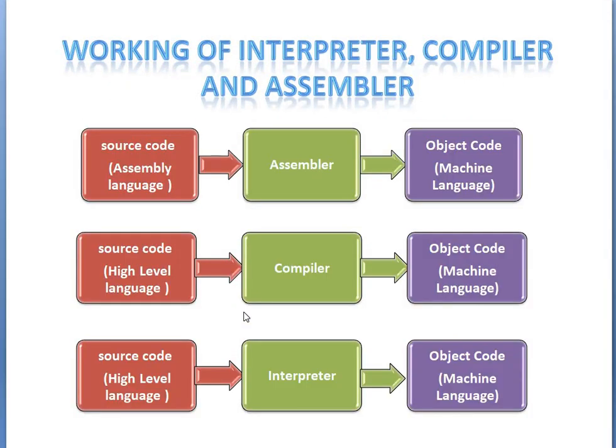Whenever you have written a code in an assembly language, you will need an assembler which will convert your code into machine code. When you write your code in high level languages, either you can use a compiler or interpreter. It depends on different types of languages. Some languages use compilers, some languages use interpreter, and a language like Java will use both compiler and interpreter.